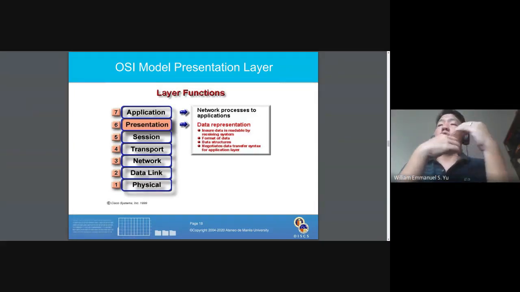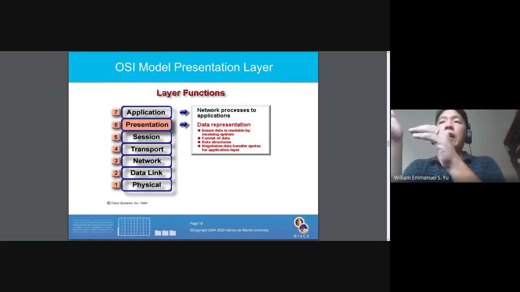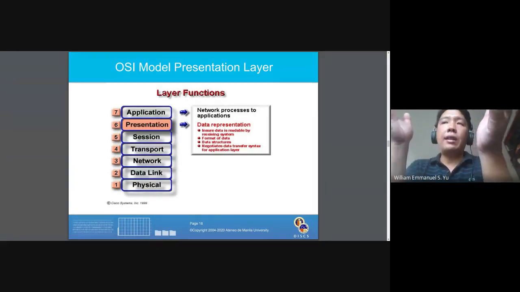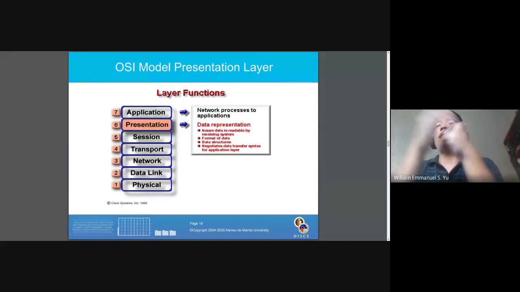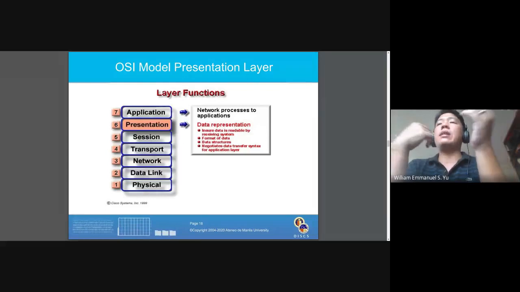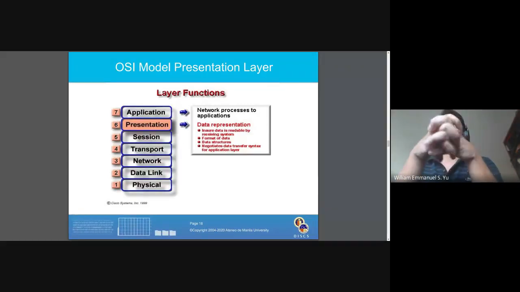If it's an image, is it GIF, JPEG? If it's a text file, is it in ASCII? Is it in UTF-8? Is it in UTF-16? Or if it's a video, is it in Vorbis, or is it in MP4? Ganyan. So that is what we call data representation.